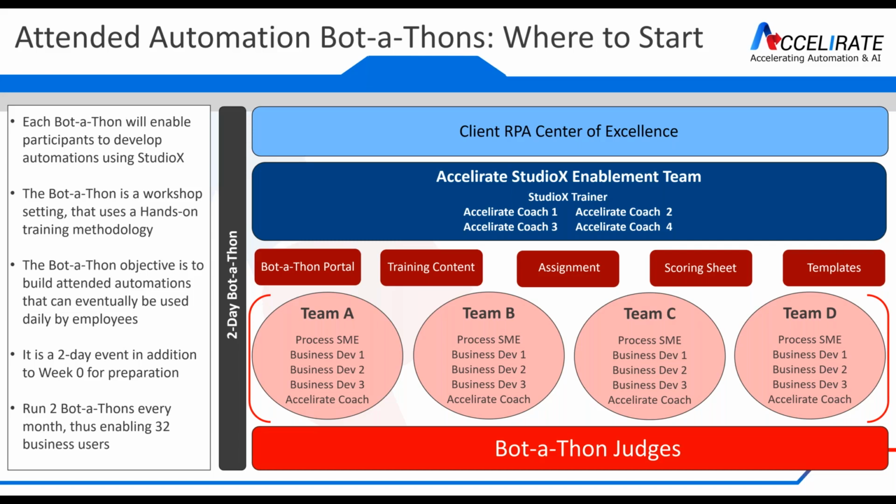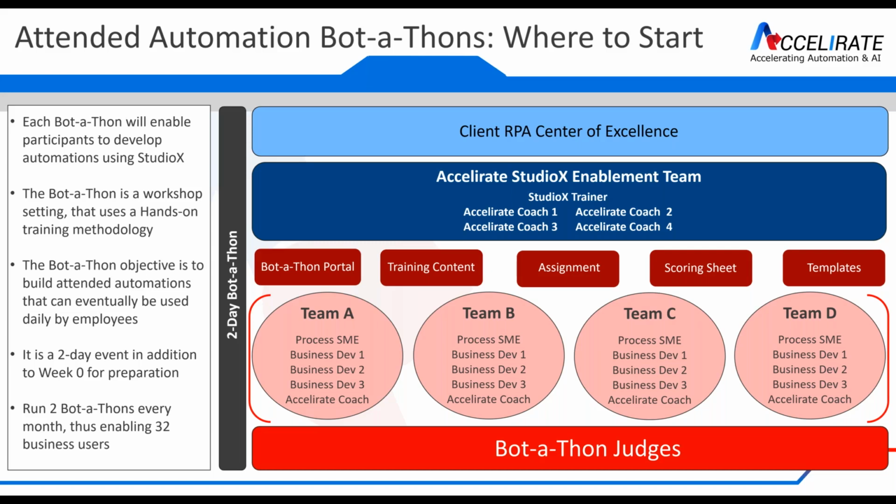Normally, it is a 2-day event. It could also be compressed into 1 day, but we recommend 2 days, in addition to a week of prep ahead of time. And you can scale it up and run as many Bot-a-Thons as you think you need for the size of your organization. We've had customers that run one every week. We have customers that run one a month. And somewhere in the middle, a lot of customers will run one every 2 weeks, enabling 32 business users per month.